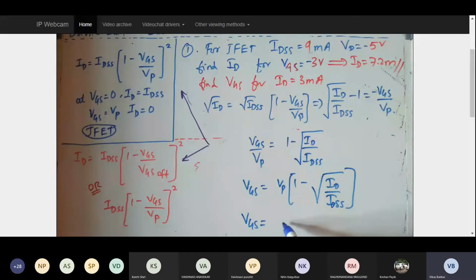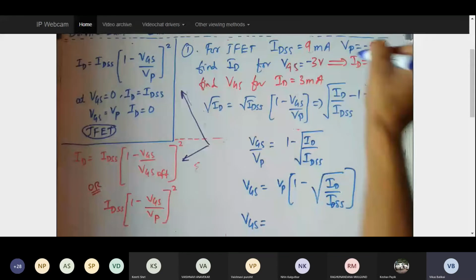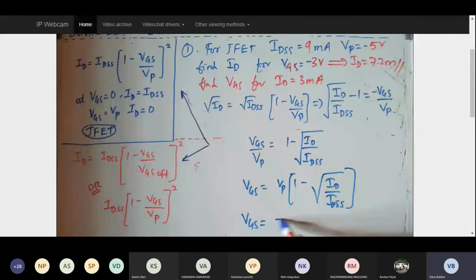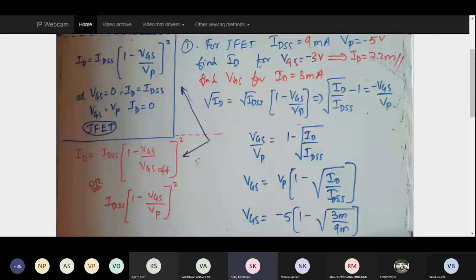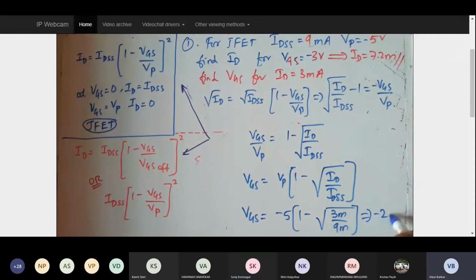minus 5, 1 minus square root of ID, he has given us 3 milli, IDSS he has given us 9 milli. So this is under root of 1 by 3. Then calculate, 1 minus that, and multiplied by minus 5 will be somewhat less than minus 5. You just solve this one, the last one where I have shown over here. Sir, minus 2.113. 2.113 sounds good.